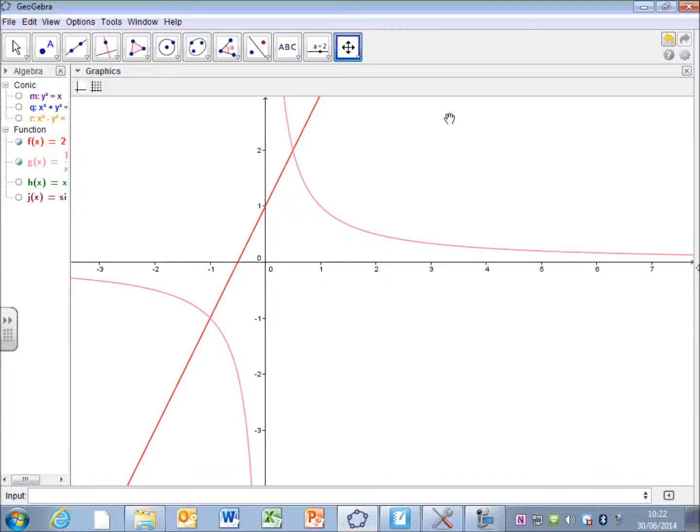Again, we can talk about the range and domain of this function. The domain, what values can we put in? Well, we can put in any value we want apart from 0, so x can't be 0. And what values can we get out? We can get out any value we want apart from 0, so the range is x cannot be 0 as well. But again, it's just a one-to-one mapping.